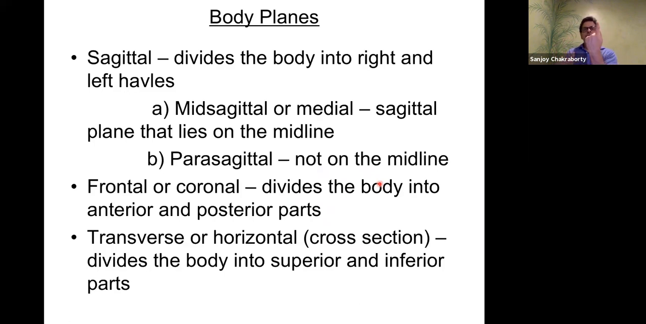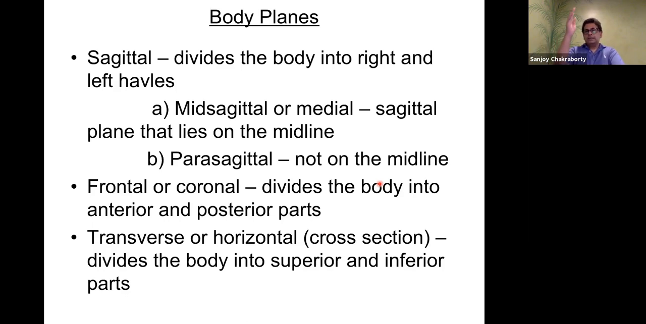It's like when you're making a salad, you're cutting the cucumber horizontally. So you're creating a thin slice of cucumber. That's a cross section. So you're taking this, you're cutting this way. That's producing a cross section. Okay, so you have three body planes.